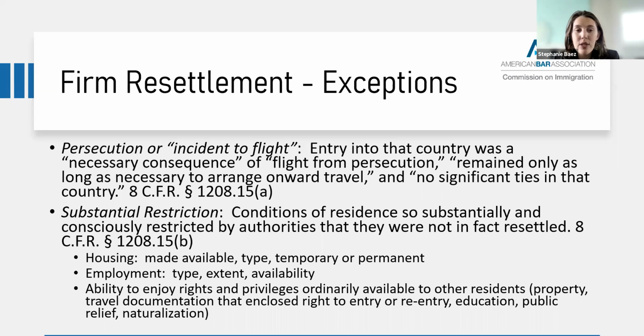Another exception, and this again is very common for Haitian families that we're now seeing in the US, is a substantial restriction exception. And this exception is that conditions of residence were so substantially and consciously restricted that the family or the client could not, in fact, be deemed resettled.